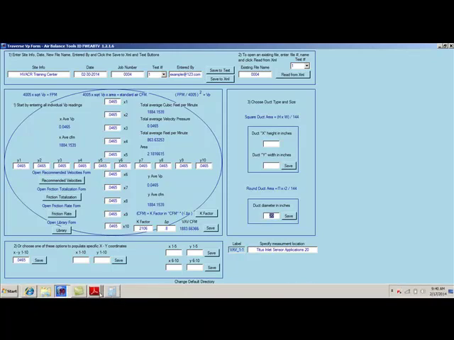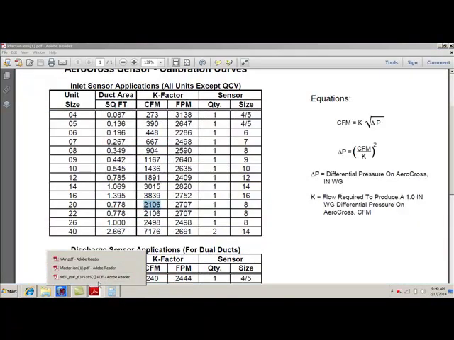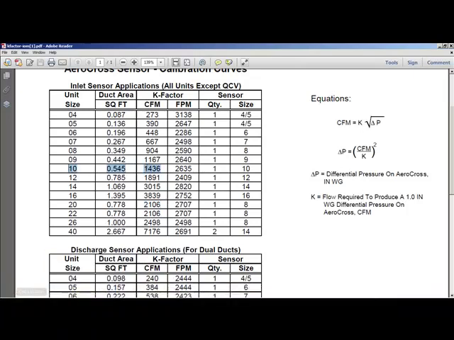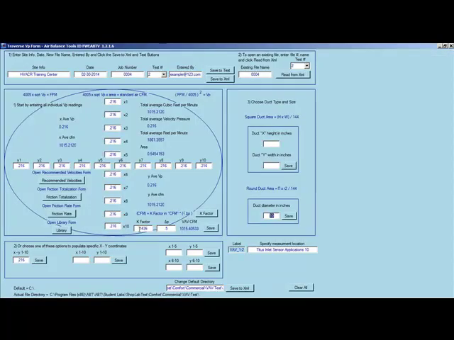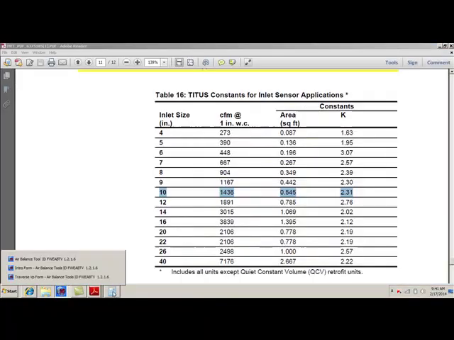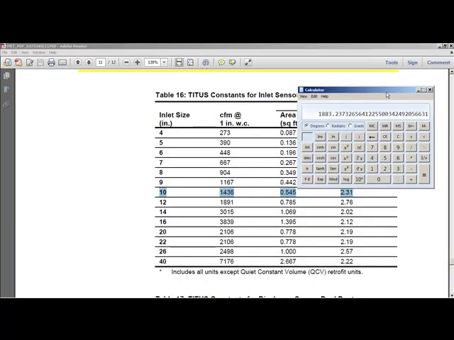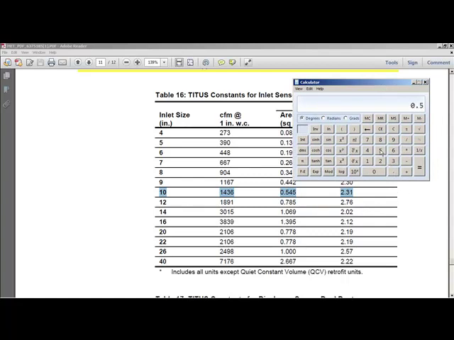So let's take a look at another VAV box. And in this case, let's take a look at a 10-inch. It's 1436. So now let's do the math. If we had a 0.5 pressure drop across the sensor on a 10-inch, we divide that by the gain, which is 2.31, and we take the square root of that and we multiply it by 4005, and then we take that and we multiply that by the area, which is 0.545.